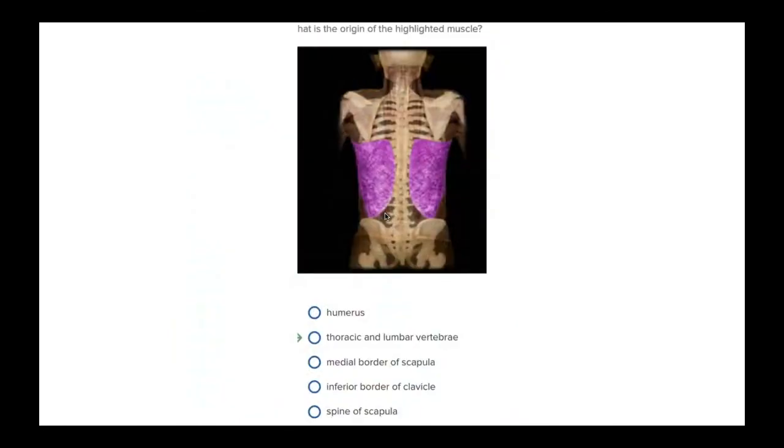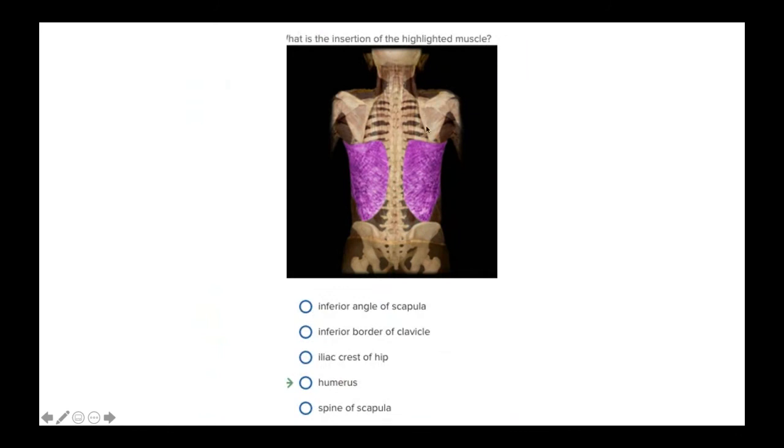It is a shoulder extensor, a big shoulder extensor. What is the origin? Well, here the best choice is the thoracic and lumbar vertebrae. What is the insertion? Does it insert on the inferior angle? Nope, it crosses over it. The inferior border of the clavicle? No, doesn't move the clavicle. Iliac crest? No, it is part of the origin though. Spine of the scapula? Doesn't even touch it.